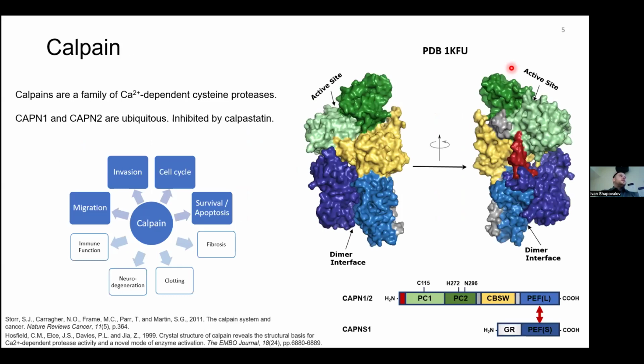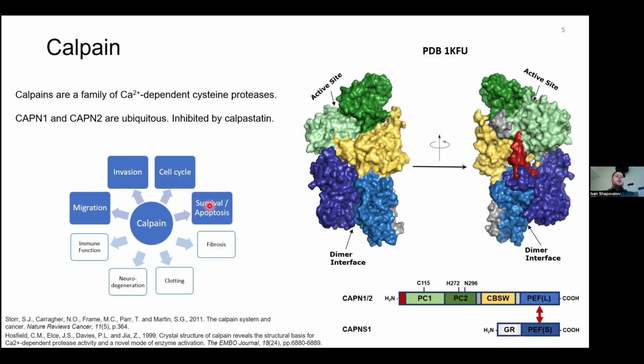Calpains are a family of 15 calcium-dependent cysteine proteases. I focus specifically on Calpain 1 and 2 because they're the ones that are ubiquitously expressed and well-studied isoforms. There are many known roles for these Calpains in cellular functions, and a few of those are known to be cancer cell intrinsic, such as cancer cell migration, invasion, cell cycle propagation, and signaling and survival and apoptosis.